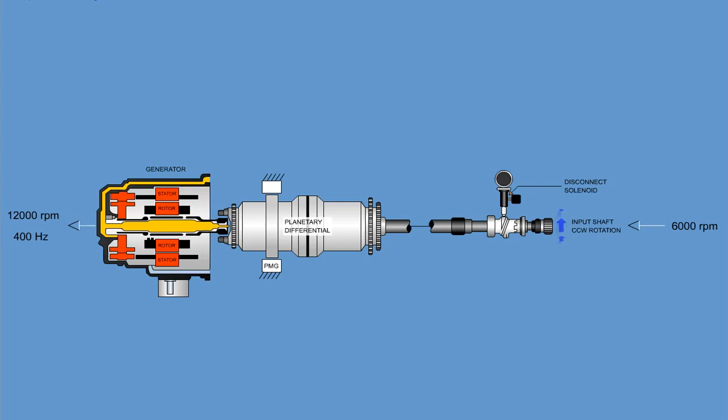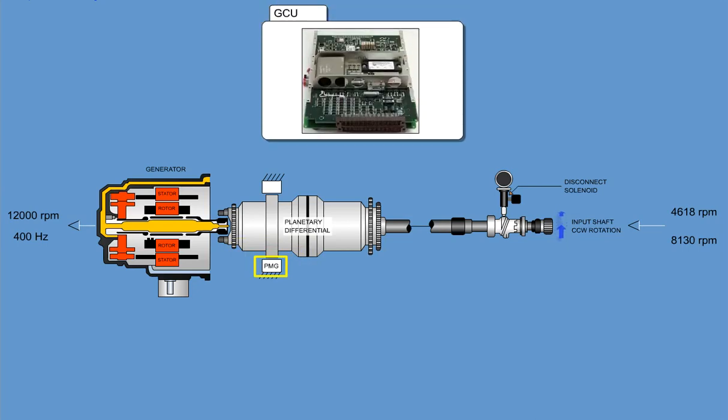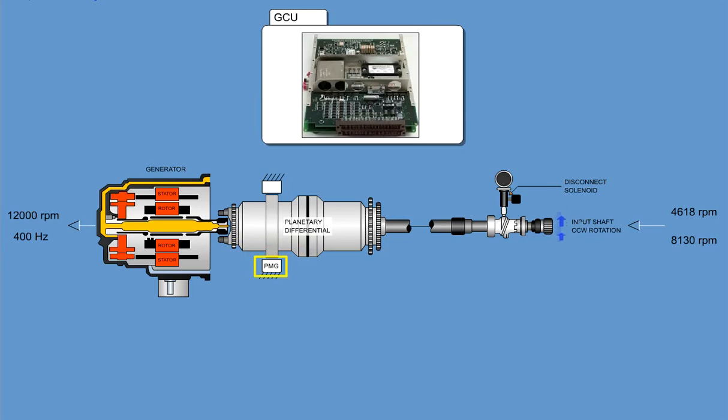The IDG is able to achieve this constant generator drive speed if the input speed is between 4,618 RPM, which is the minimum idle speed, and 8,130 RPM. This varying speed deviation from 400 Hz generates, via the permanent magnet generator, associated electrical data to the Generator Control Unit, GCU.